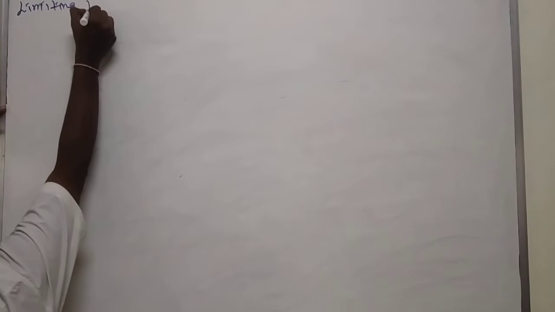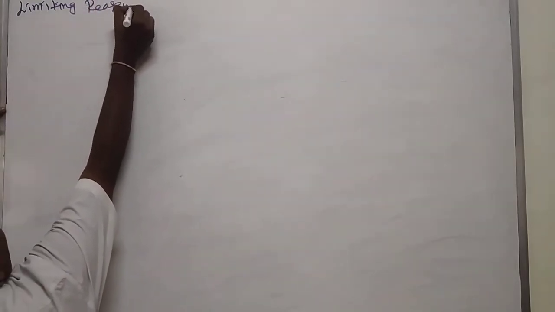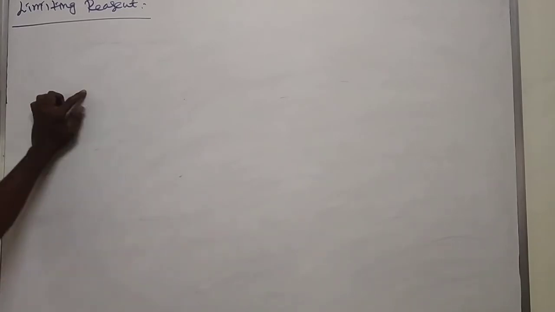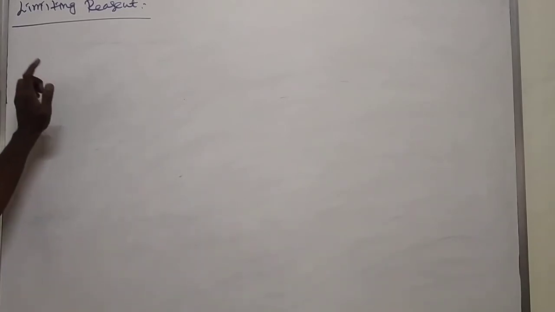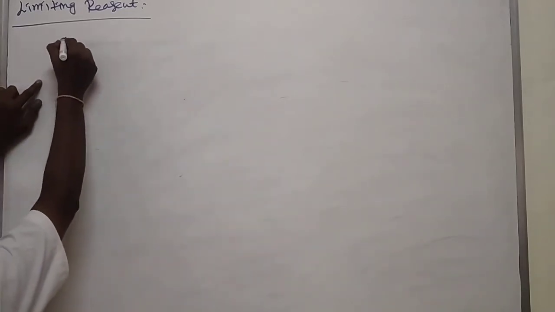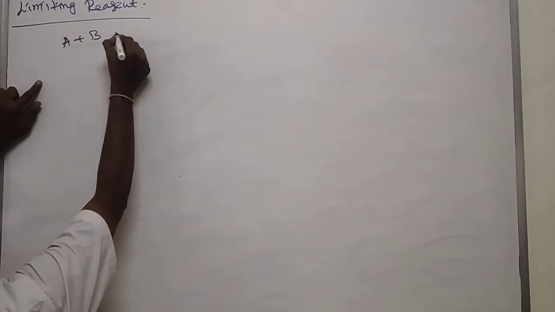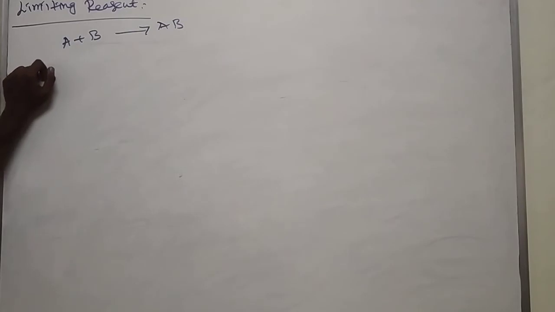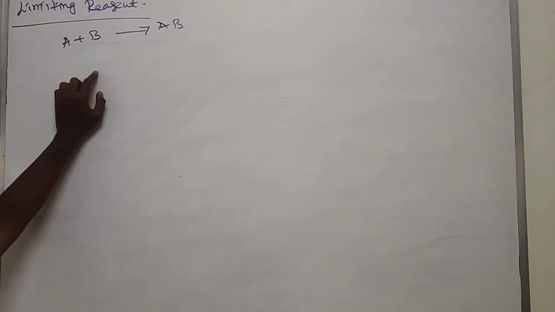Limiting reagent is one small topic, but they ask one question. Limiting reagent means, here this is the reaction. First I will write the reaction: A reacts with B and forms AB. This is the chemical reaction.